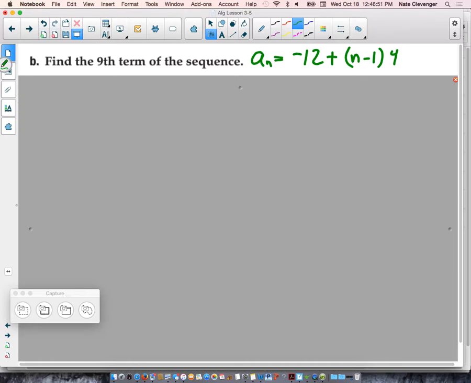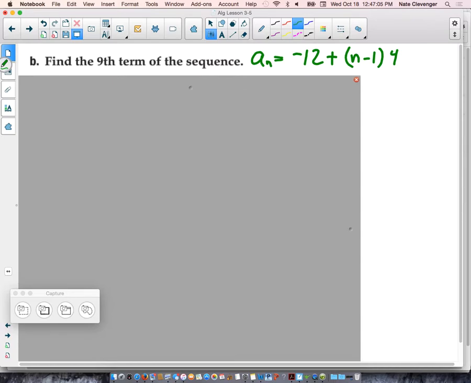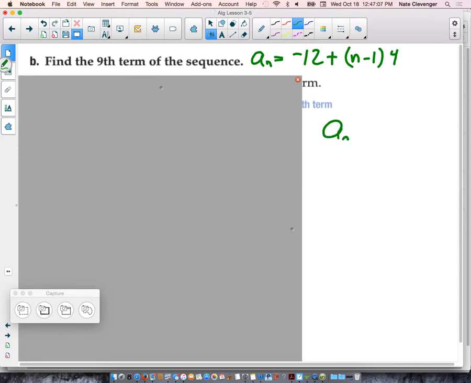So if we want the ninth term, Parker, where would we plug in 9? I want the ninth term. We're looking for the ninth term, which would be 9 minus 1 times 4. You're plugging in that 9, the ninth term, in for n. 8 times 4. So a sub 9 would equal, it's just a sub 9 being the ninth term.